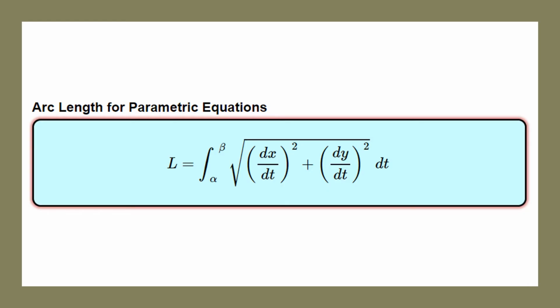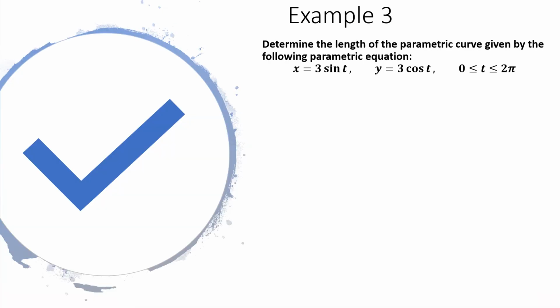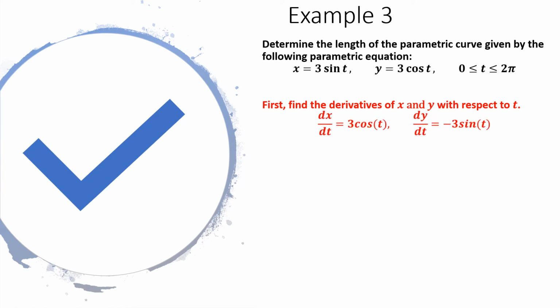Alright, so we can also find the arc length of parametric equations. When they're written parametrically, I can find the arc length by doing the integral from alpha to beta of the square root of dx dt squared plus dy dt squared. So in this problem, we want to find the arc length, and they're giving us that x equals 3 sine t and y equals 3 cosine t. The first thing I'm going to do is find the derivative of each of x and y with respect to t. So dx dt is 3 cosine t, and dy dt is negative 3 sine t.